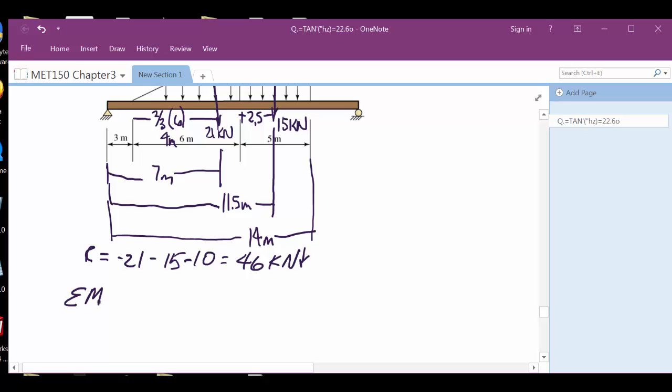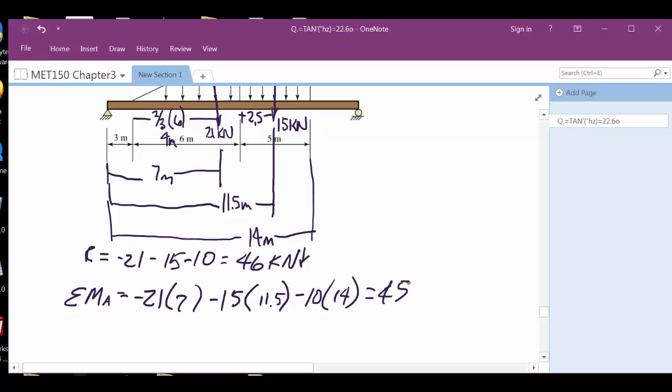Sum the moment at A. You got negative 21 times 7, minus 15 times 11.5, minus 10 times 14. Punch that all in, you should end up with 459.5 kilonewton meters clockwise.